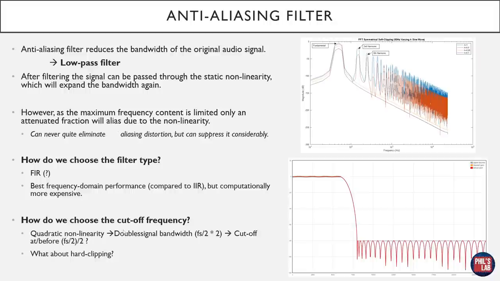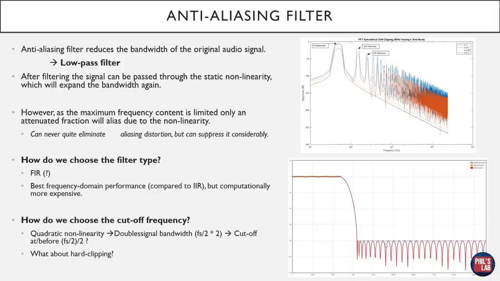The cutoff frequency: remember we have a quadratic nonlinearity, this doubles the signal bandwidth, so if we have an original Nyquist limit of the sampling frequency over 2, Fs/2, we multiply that to Fs. So effectively our cutoff should be at or before half the Nyquist limit, so Fs/4. The problem is we also have hard clipping at some points, where we effectively have maybe even a higher bandwidth. But a good starting point, I would suggest, is to set your anti-aliasing filter cutoff frequency at about half the Nyquist limit, so that's Fs/4.